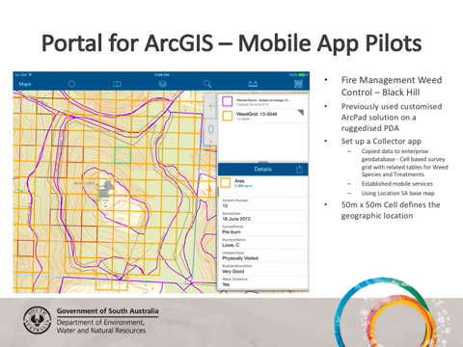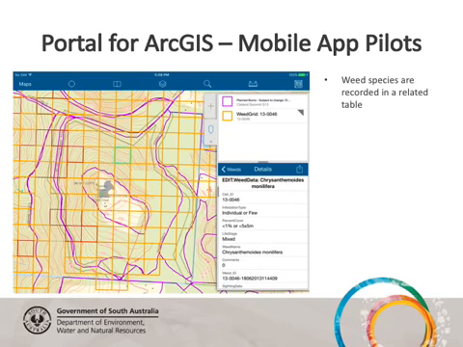So this one on screen is one we've been working with fire management around weed control. And that's kind of the interface that you see there. I think that's coming from an iPad. In this case, it also gives the ability to do things like joins and relates to tables. So you might be able to click on a point and then get up the related information, and all that happens in the field.